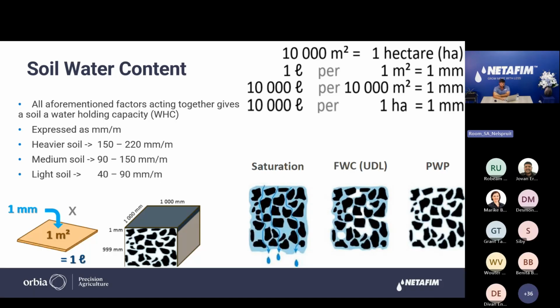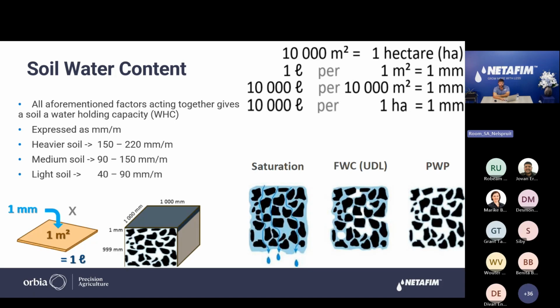I did not mention earlier, but along with your soil texture, you can also have rocks and stones and things like that, which also greatly impact your water holding capacity. But I'm not going to go into that in this presentation. Just know that rocks and stones larger than 2 millimeters will generally reduce the water holding capacity in your soil. When we talk about water holding capacity, we would express it as millimeters per meter.